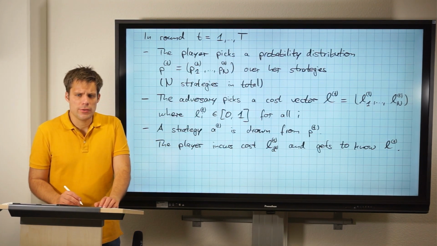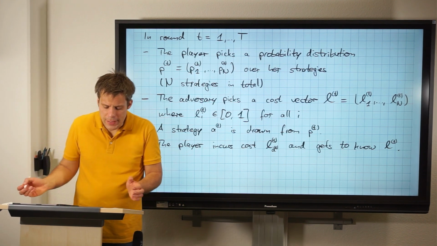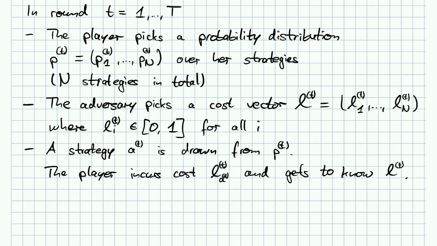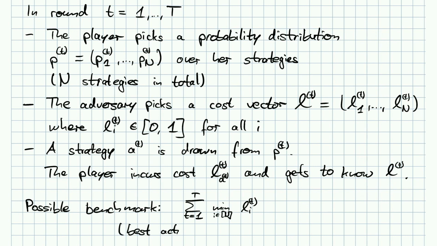What is a good benchmark for such a setting? Well, the nicest thing for a benchmark would be the best action sequence in hindsight. And what would that benchmark be like? Well, take the sum over all time steps, and then always in every time step consider the action that had the minimal cost. This is what we would call the best action sequence in hindsight. But this would be far too strong as a benchmark, because what could happen here?